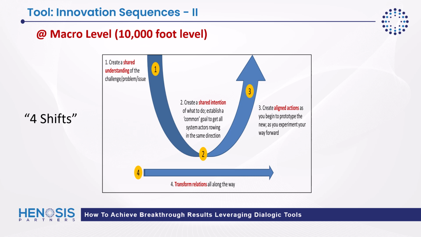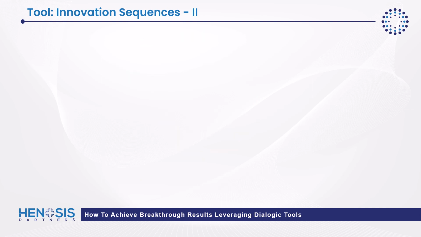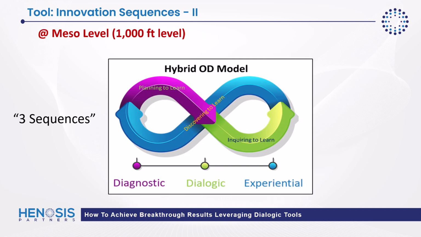We try to initiate or facilitate 4 shifts of creating a shared understanding, a shared intention, aligning of actions, and transforming relations of key stakeholders all along the way. At meso level, or 1,000-foot level, innovation sequences reflect the hybrid OD model, and in particular the 3 sequences that make up the hybrid OD model: the diagnostic sequence, where we're planning to learn, the dialogic sequence, where we're inquiring to learn, and the experiential sequence, where we're discovering to learn. Together, all 3 sequences provide us a powerful, accretive, problem-solving methodology.